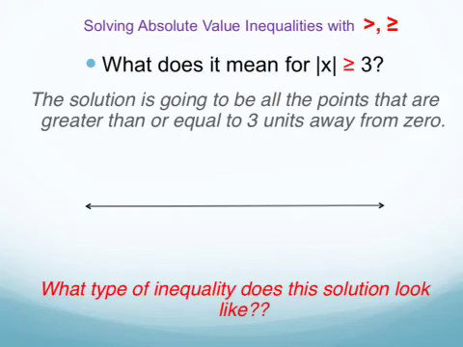So what if I have an absolute value inequality that now has a greater than symbol? So if I have a greater than symbol, let's think about what that means. We want all the values of x that are 3 or more units away from 0. So I'm going to graph this and see what that looks like.